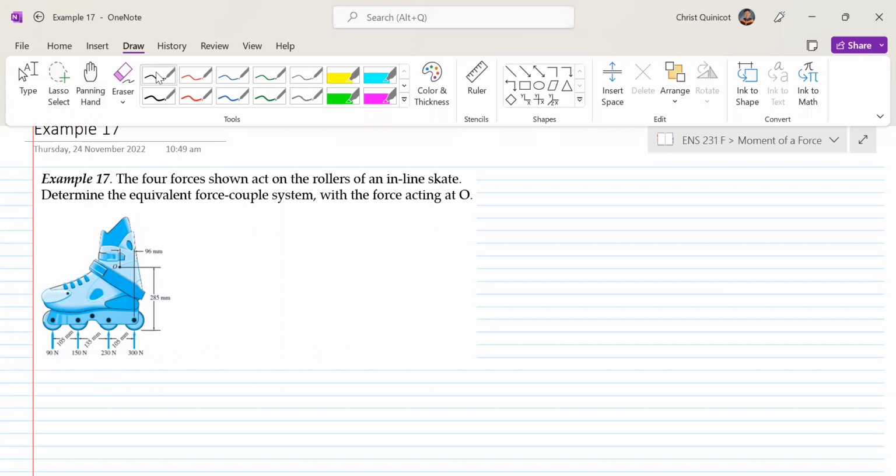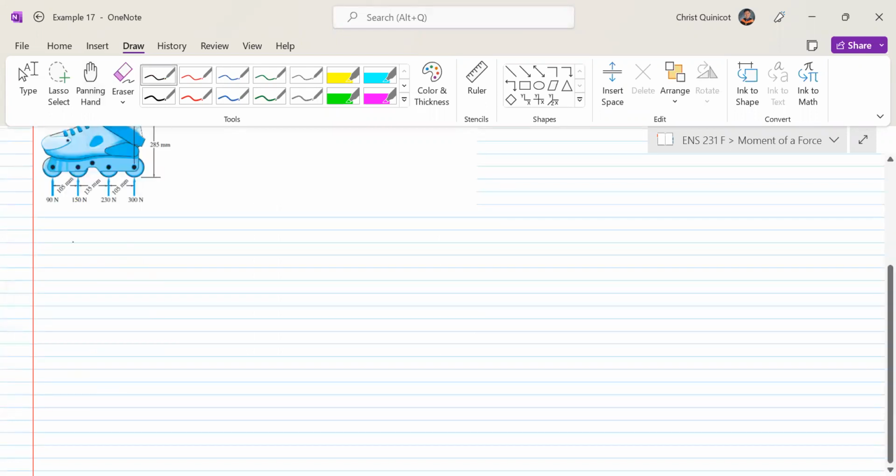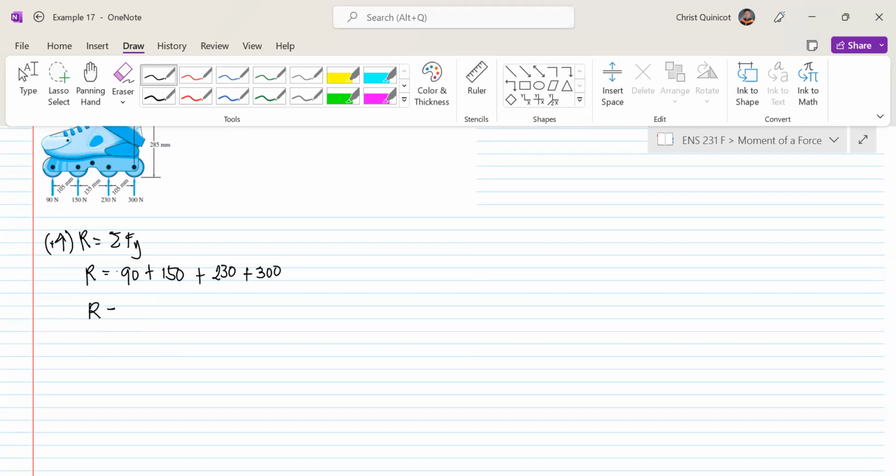So if you want to find the resultant force that acts at point O, we simply do the summation of forces in the y direction, assuming upward positive. So our R is equal to 90 plus 150 plus 230 plus 300, and all are in Newton, of course. Using our calculators, that's 770 Newton going up. This is our resultant that acts at point O.